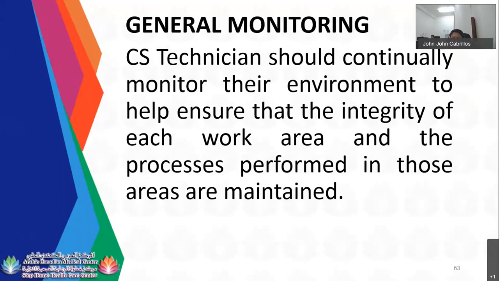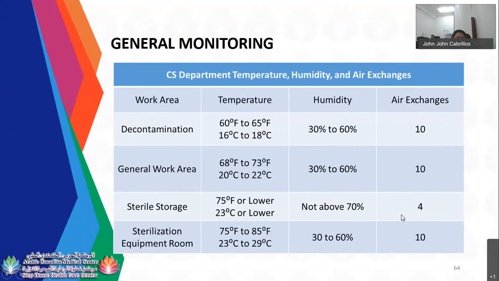So formal monitoring of physical environment, there are room temperature monitoring, humidity monitoring, to ensure facility meet the established standard. So this is a sample of your CSSB temperature, humidity, and air exchanges. We already discussed this on, I think, first or second lecture. Okay, so please be reminded, because we discussed already the ETO, okay? For your decontamination, it has 10 air exchanges, okay? And the air pressure for this one, it should be negative. For your general work area, it should be positive.